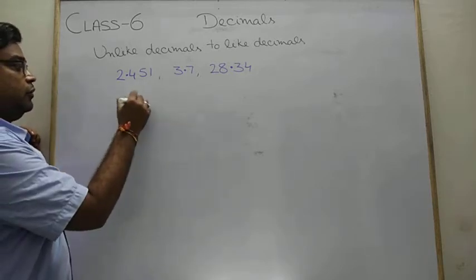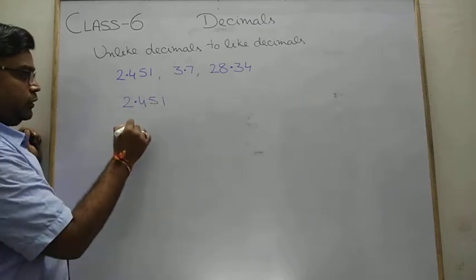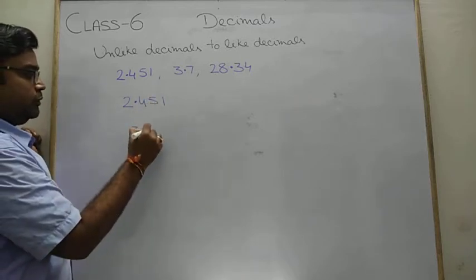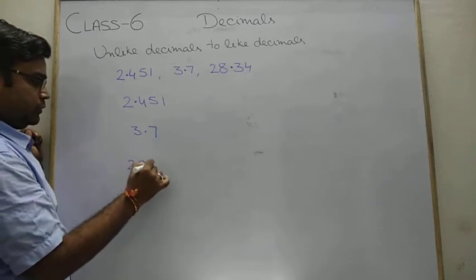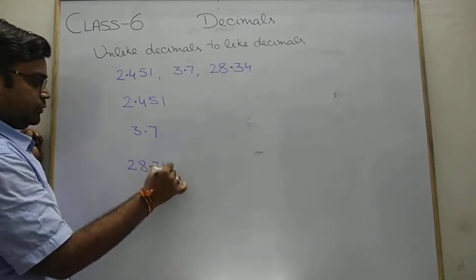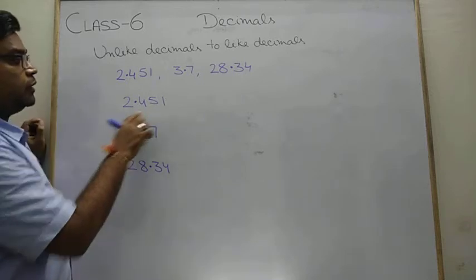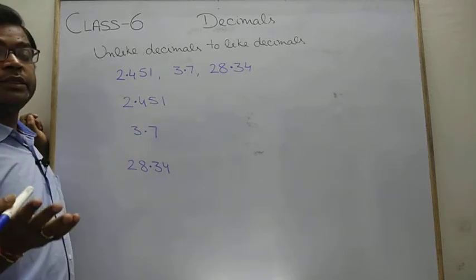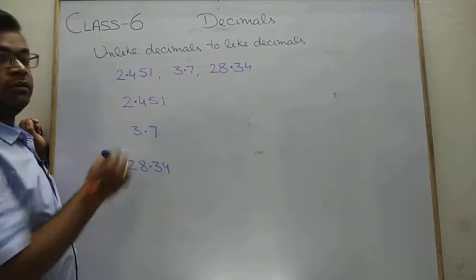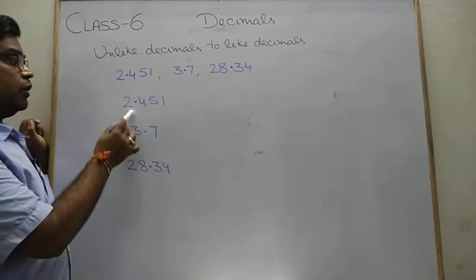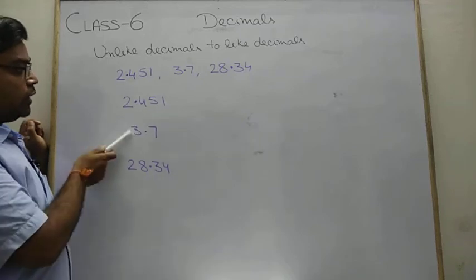First write down all the numbers, 2.451. Then just below this write down the next number, 3.7. Then just below this write down the next number. Clear? Now we must observe how many digits we have after the decimal. So here 3, here 1, here 2. So 3 is the maximum now. We are not going to change this one, but we change these two into this form.